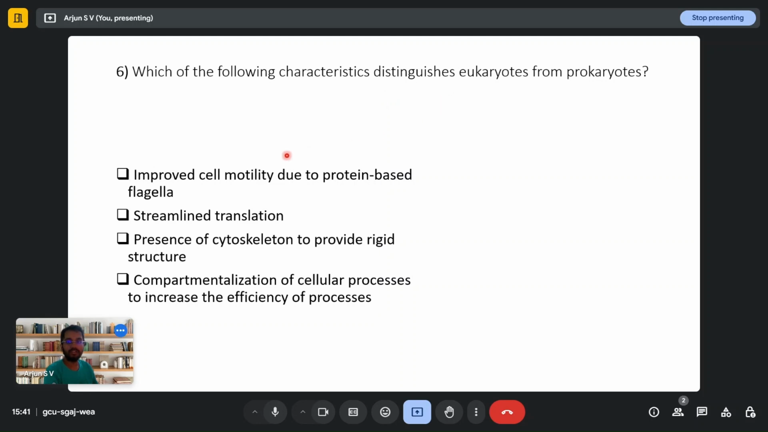So the answer options here are improved cell motility due to protein-based flagella, streamlined translation, presence of cytoskeleton to provide rigid structure, and compartmentalization of cellular processes to increase the efficiency of processes. And the obvious answer here is the fourth option. Eukaryotes are better able to compartmentalize themselves in comparison to prokaryotes to increase the efficiency of processes.